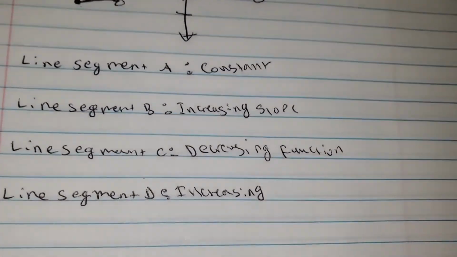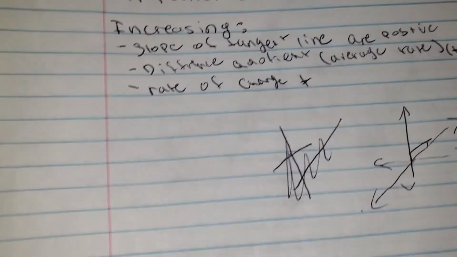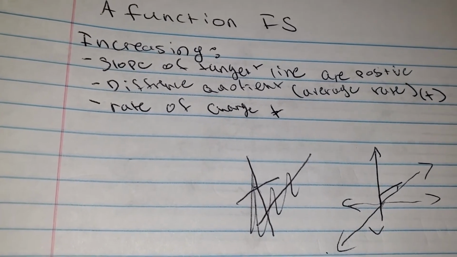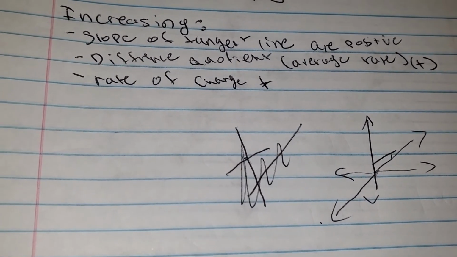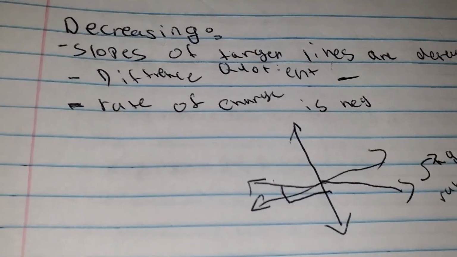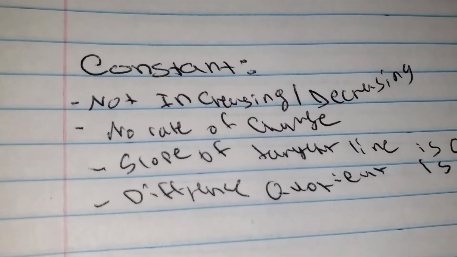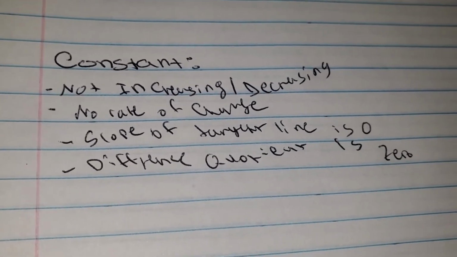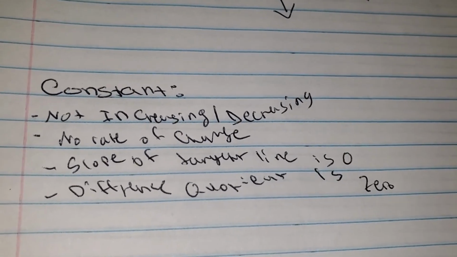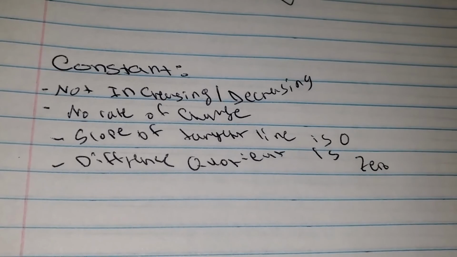So just to recap, sorry for the shakiness, guys. I still haven't got a camera stand quite yet. A function is increasing if the rate of change is positive, meaning the slope at any instance is positive. A function is decreasing if the slope at any point is negative. A constant function means it's neither increasing nor decreasing, meaning the slope is 0. It's not rising or running. The average and instantaneous rate of change is 0. With that being said, guys, we'll talk to you later, and see you then.